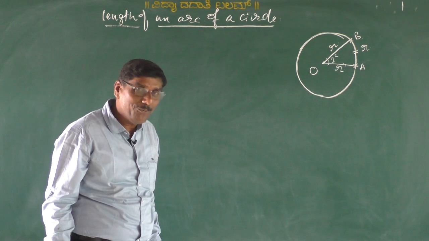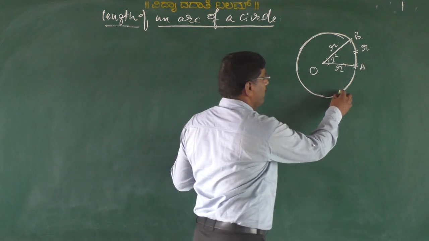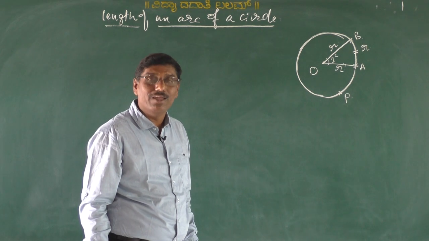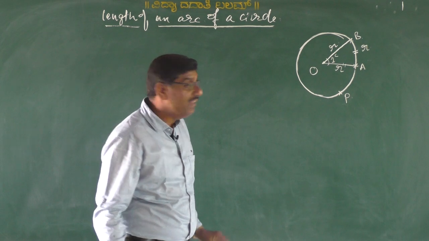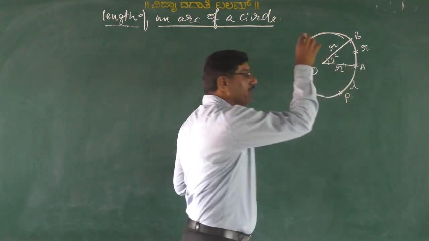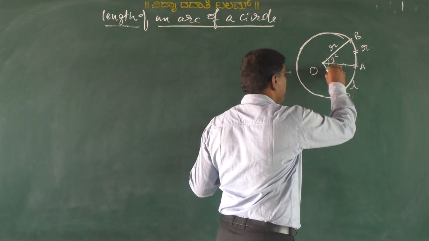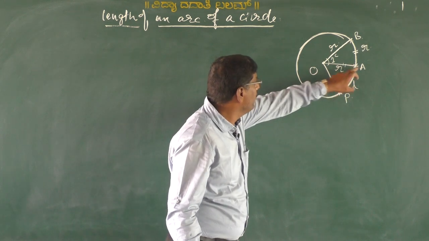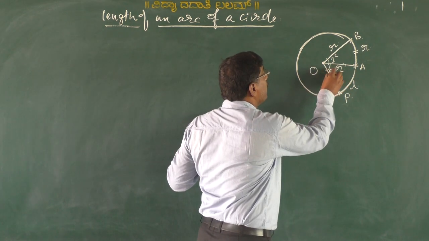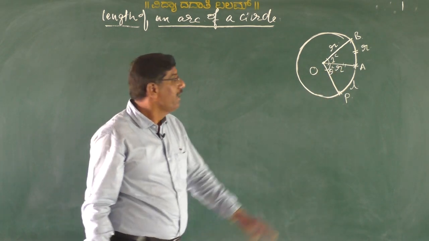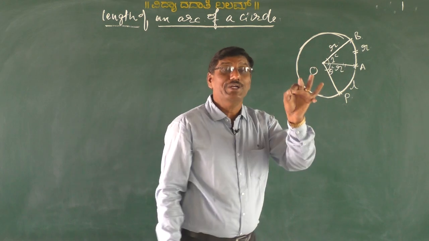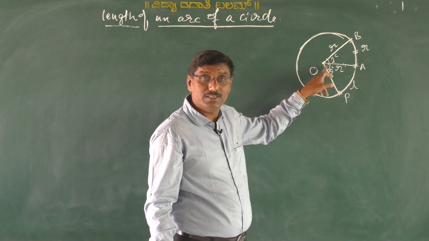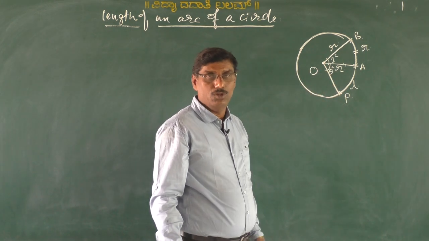Yes. Now, mark a point P on the circle, whose length is L. From the point A, join OP. Let angle AOP be equal to theta radians. Now, are you understood? Once again I repeat, consider a circle with center O, whose radius is R.